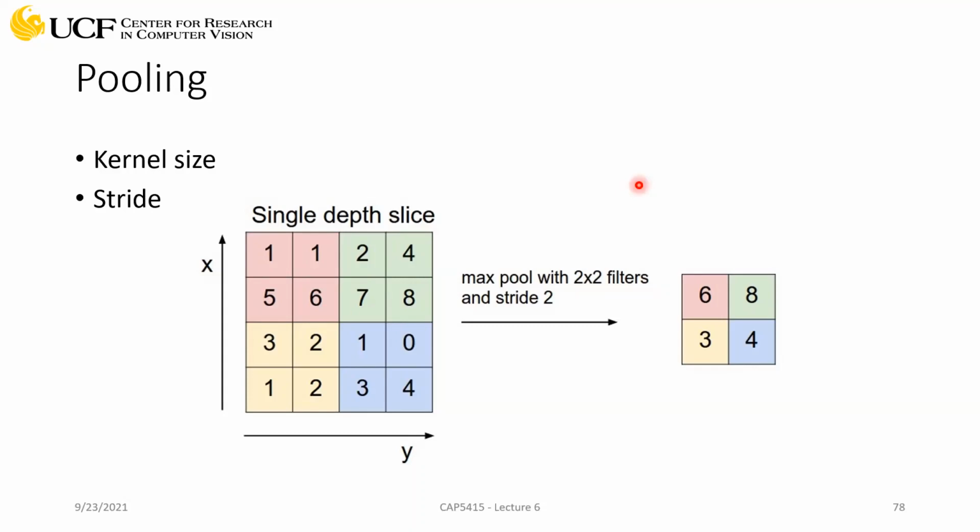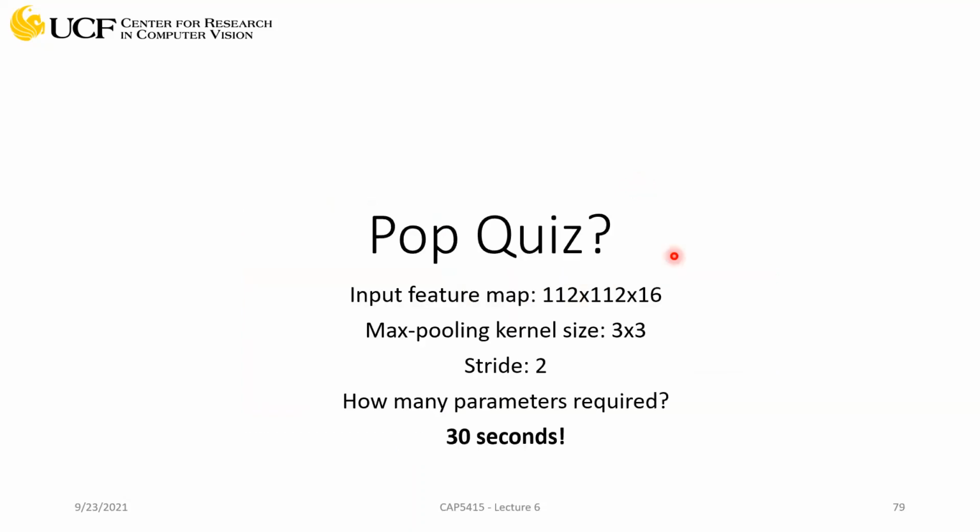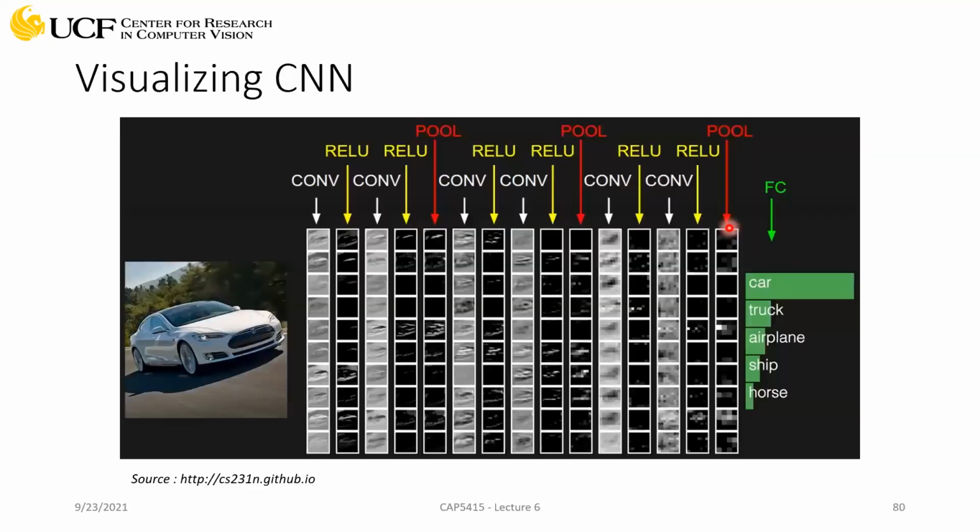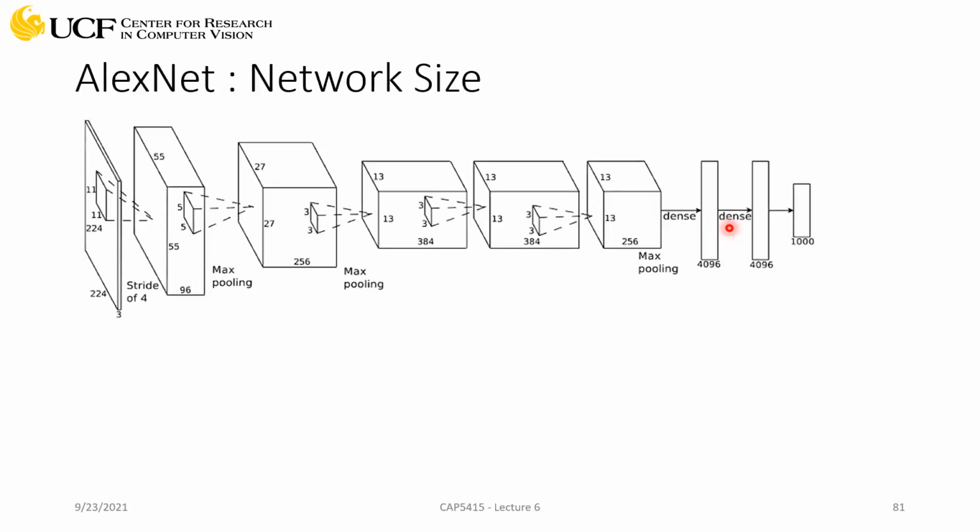Okay, so the answer is, you don't need any parameters, because max pooling is you just pick the maximum activation value. You don't need weights for that. So the answer is 0. I think most of you answered correctly. So I think that's all. We can end it here.